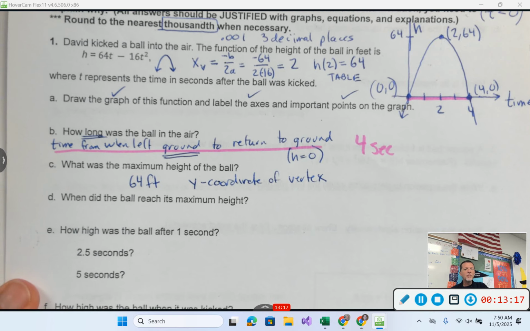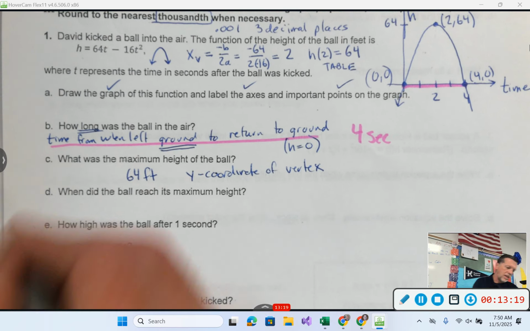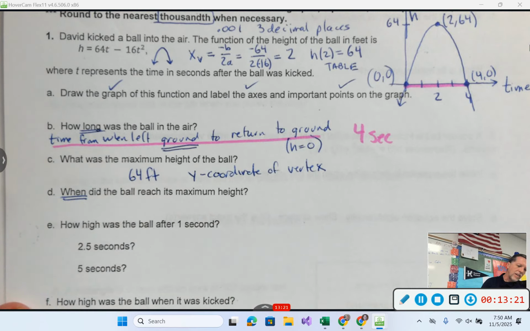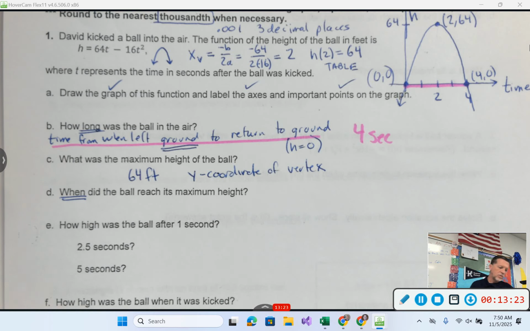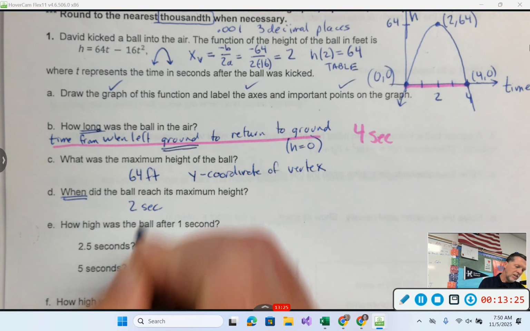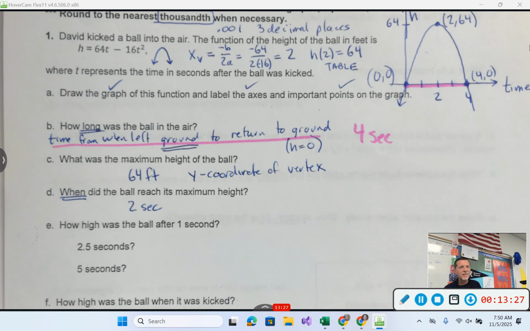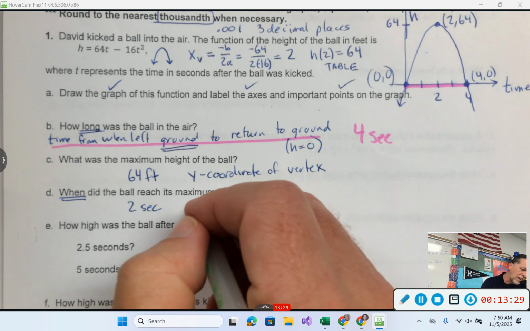When did the ball reach its maximum height? I guess when is the... So that's time. 2 seconds. How did you know that? X-coordinate of the vertex.